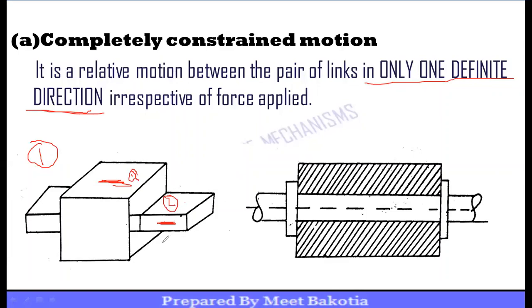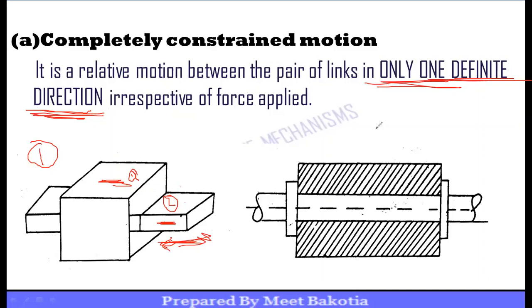This rectangular bar will only be able to slide in one direction. Only one definite direction it is having, right? It can only reciprocate. It can only slide. It cannot oscillate or rotate, right? That's why we can call this an example of a completely constrained motion.